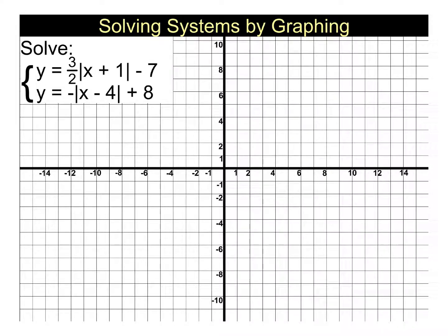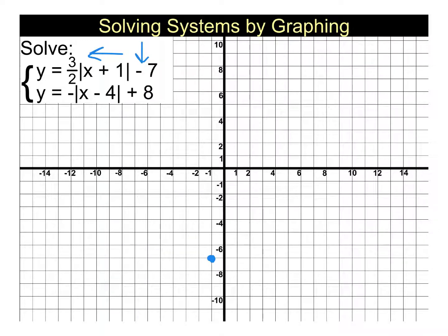In order to graph that first absolute value up there, let's make sure that you're heading in the right direction on it. You are going to start by going left 1 for the x plus 1 and down 7 for the minus 7 that's hanging on the end. So if we go left 1, down 7, and put our first point there, it's just a matter of where do we go from there.